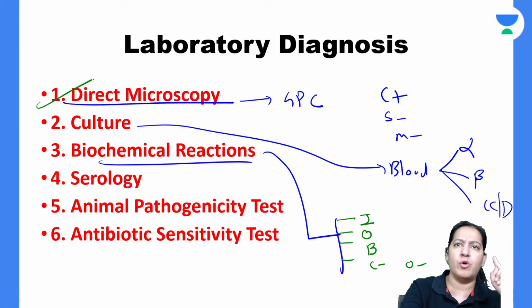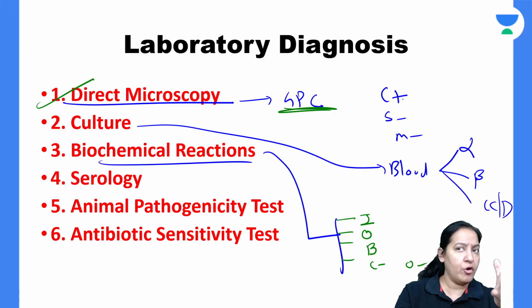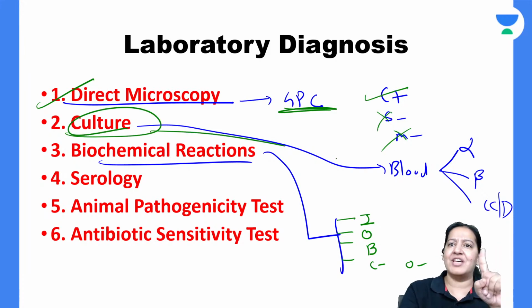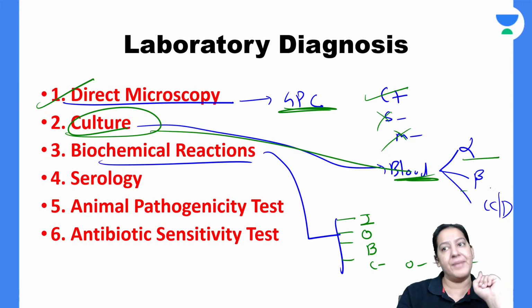I've already taught you, on microscopy there will be gram positive cocci. On morphology, capsule is present but spore and motility are absent. On culture, there is only one main culture, blood agar. On blood agar, you will get alpha, you will get beta, and also the Carrom-coin and Draughtsman appearance.